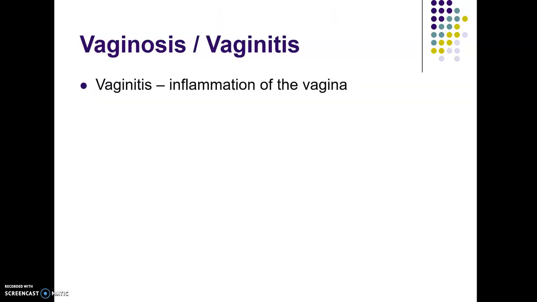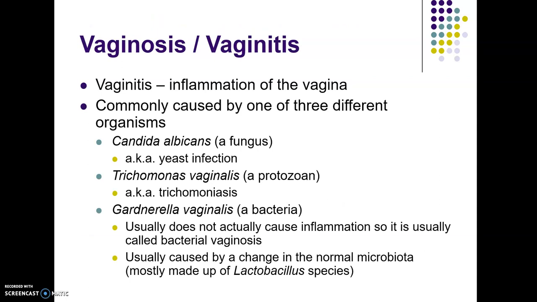Okay, so vaginitis is inflammation of the vagina, and it's commonly caused by one of three different organisms. One is a fungus, one is a protozoan, and one is a bacteria. So Candida albicans is a fungus that causes a yeast infection of the vagina. Trichomonas vaginalis is a protozoan that causes trichomoniasis. And Gardnerella vaginalis is a bacteria that often will not cause vaginitis. It causes something called vaginosis, which is an infection without inflammation.